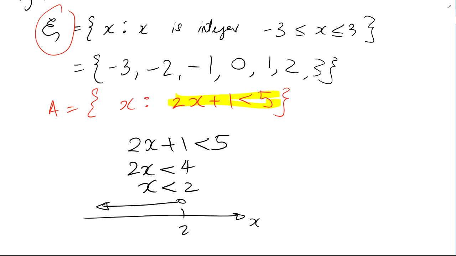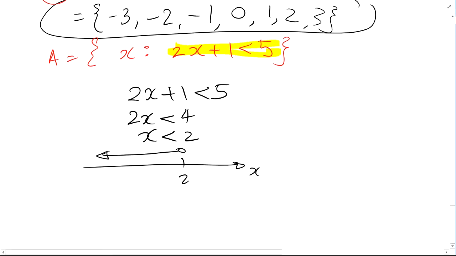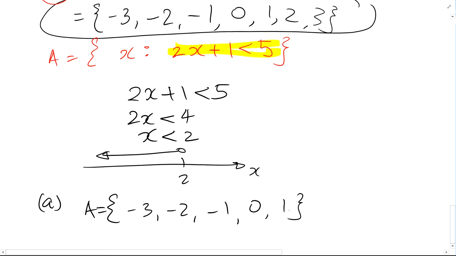How do we know it's not in the universal set? See, I listed down everything in the universal set already. Inside my universe, x only ranges from negative 3 to 3, and it must be an integer. Okay? So now I am ready to list down all the elements inside A to answer part A. So A has, what is the smallest integer for A? Negative 3, then negative 2, negative 1, 0, 1. Got 2 or no? Cannot have 2. Okay, so this is the answer for part A.